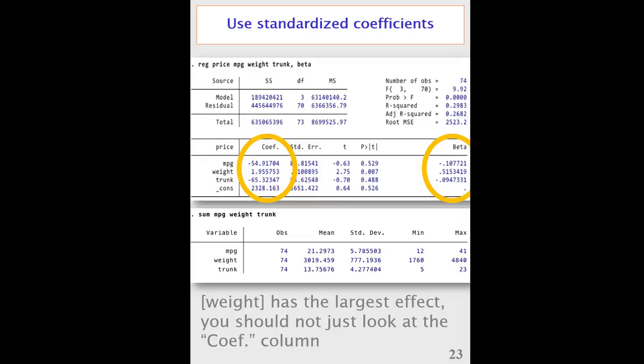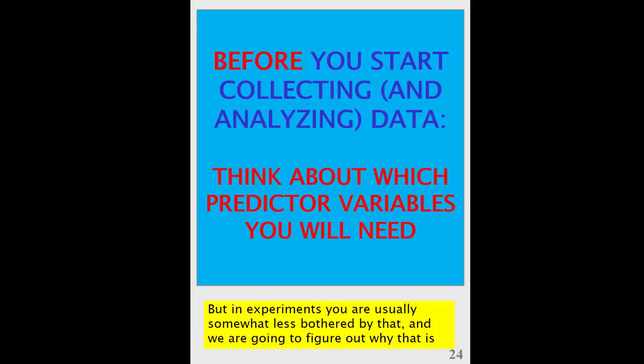Okay, that's trying to figure out which of the components is adding the most. Now, the more complicated one. Before you start collecting and analyzing your data, you want to think about which predictor variables you will need. This obviously typically applies when you collect your own data. And the stuff in yellow here, the experiments, are usually somewhat less affected by that. And we're going to figure out why that is.